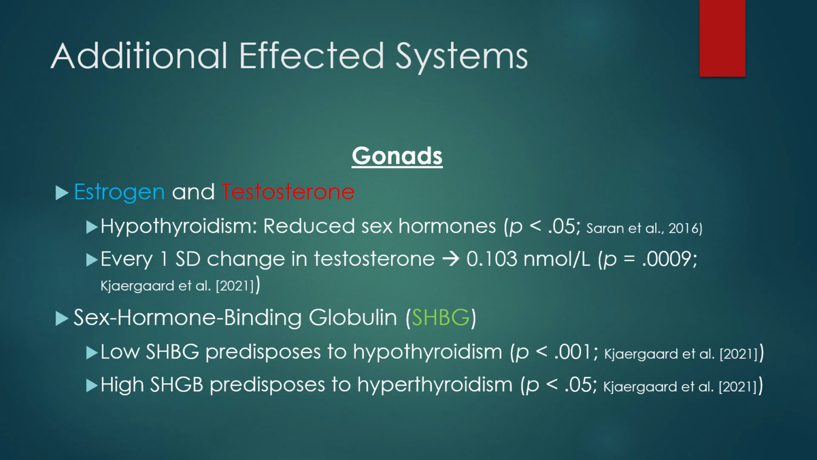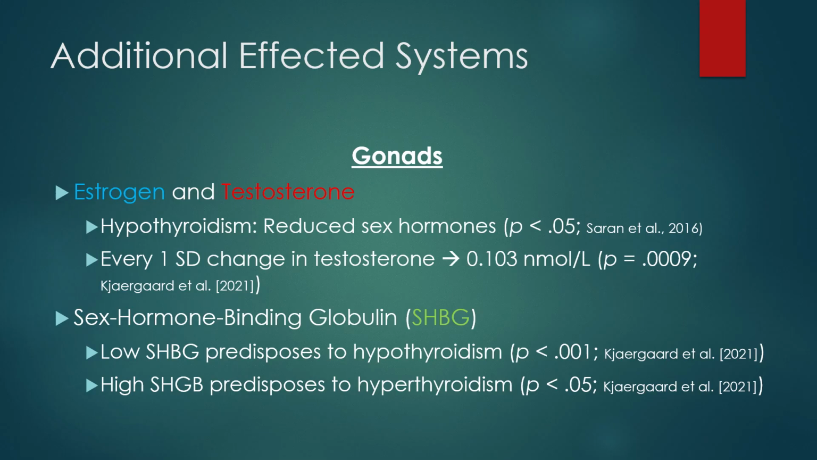With a p-value deep down at 0.0009. Also, sex hormone binding globulin (SHBG) is a marker worth paying attention to for risk of thyroid dysfunction and dysregulation. So, low SHBG predisposes men and women to hypothyroidism, whereas high levels of this substance predispose men and women to hyperthyroidism.